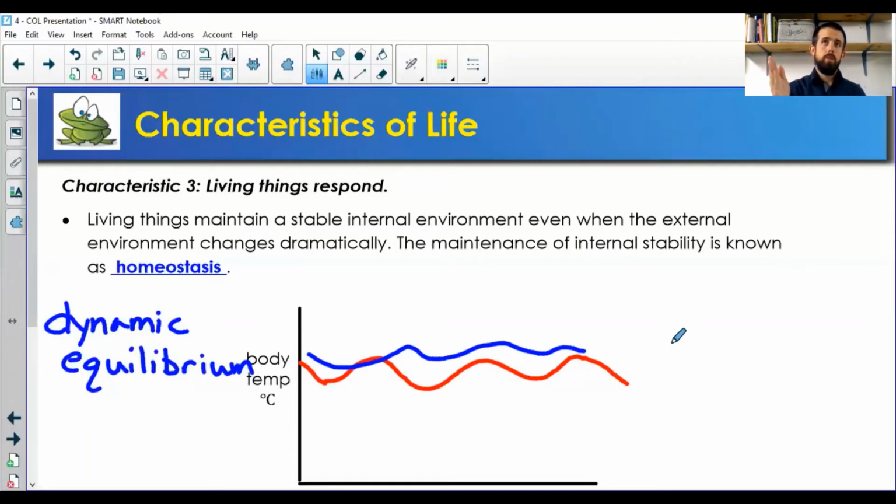If you took your body temperature every single hour of the day, you would discover that it's not always exactly whatever they say it is, 97.5 or 98.6. You're going to find that it goes up and down. It could get as high as 99 if you're working really hard, running. And so living things need to be able to respond.